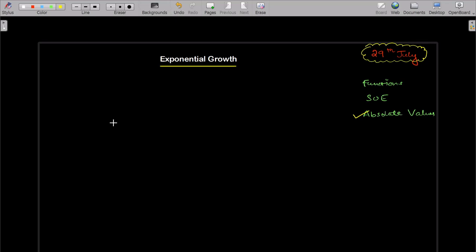Okay, but first we need to understand the meaning of exponential growth. Exponential growth happens when something is compounding. Let's just say that you have $100 with you. You have $100 and you go to a bank and you deposit your money with them. The bank is going to pay you 10% interest on this.